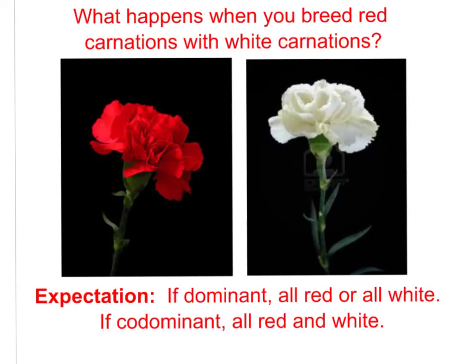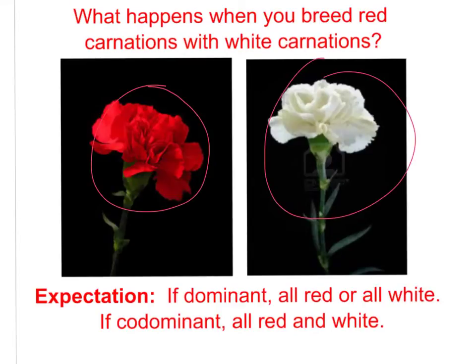Now let's look at another example. What happens if we breed red carnations and white carnations? Well, if we were looking at a simple dominant recessive situation, we would expect either all red or all white offspring, as long as these were homozygous. What if we had a codominant situation? Well, if it was codominant, we would expect them to breed all red and white, just like our checkered chicken, that all the offspring would be red and white.